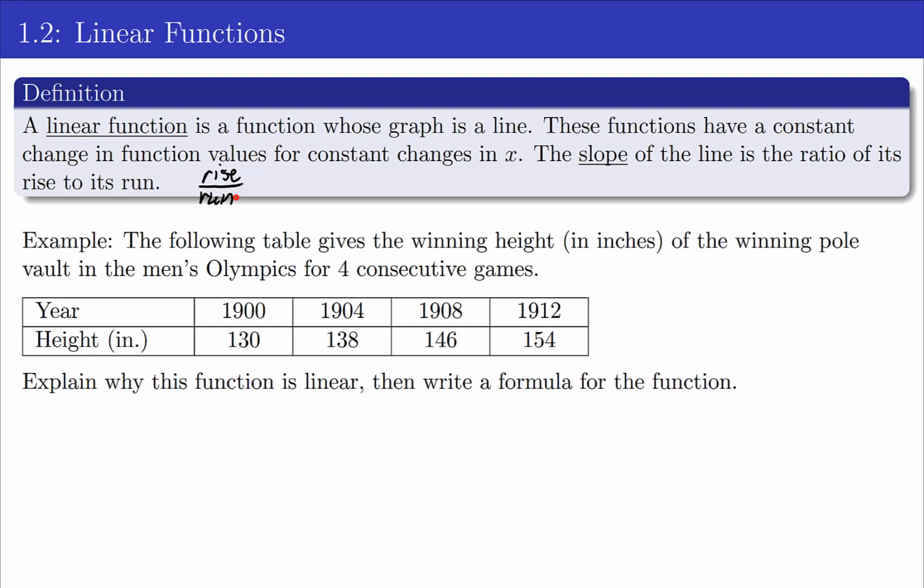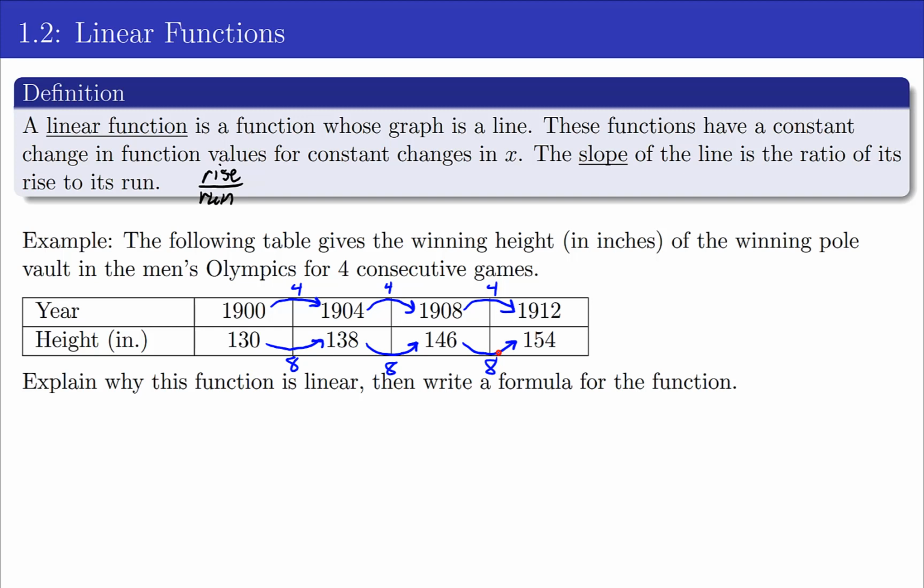Here's our first example. We have a table of the winning height in inches of the winning pole vault in the men's Olympics for the years 1900 through 1912. Now this function is linear, but why? Let's notice that the years go up by 4, as this is the Olympics we're talking about. But the height of the winning pole vault goes up by 8 each time.